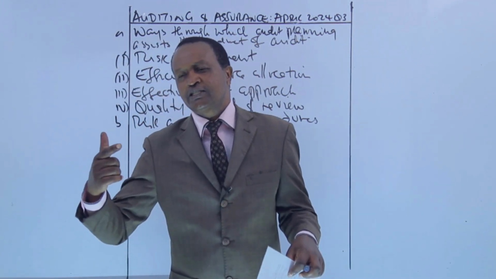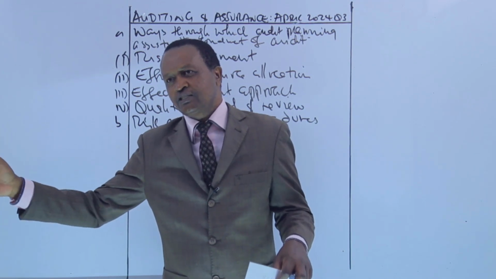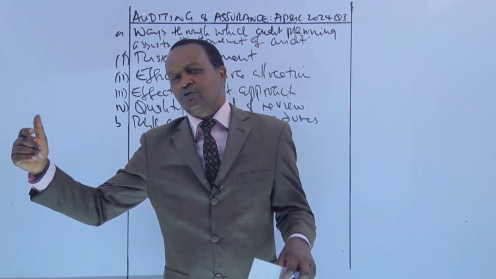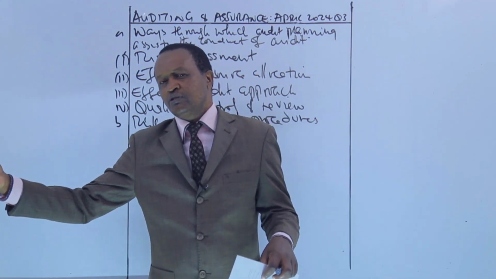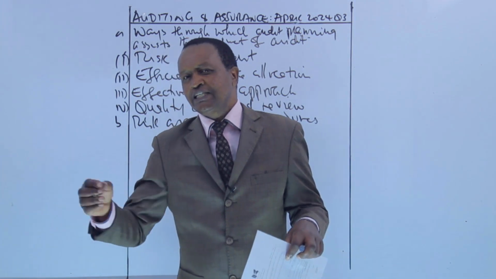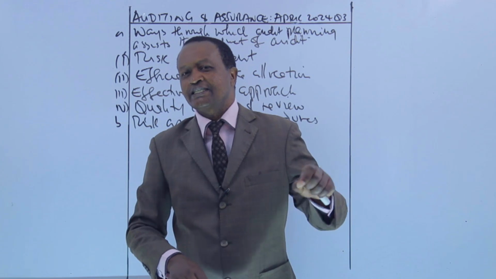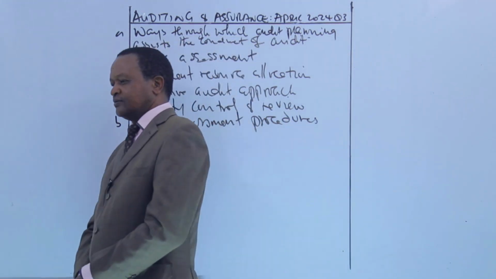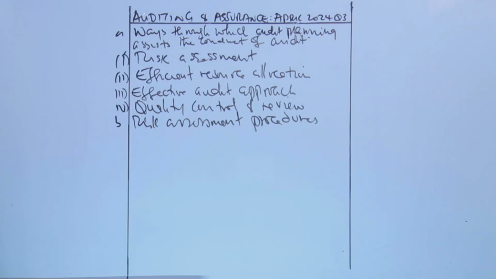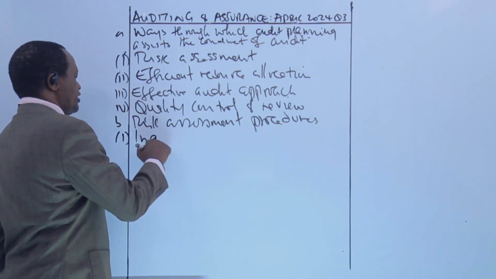The auditor, before deciding the extent of substantive procedures, before determining the extent of tests of control, has initially carried out what we are calling risk assessment procedures. Inquiry, that is a procedure. Inquiry.